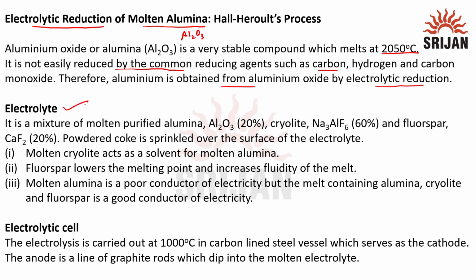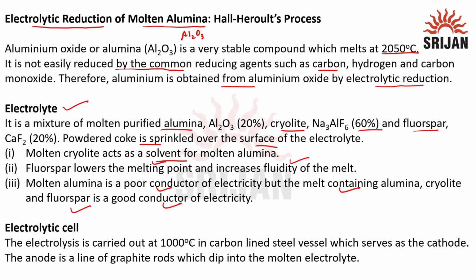So what happens in the electrolyte? It is a mixture of molten purified alumina, Al2O3, cryolite, that is Na3AlF6, in 60% proportion, and fluorspar, that is calcium fluoride, in 20% ratio. Powdered coke is sprinkled over the surface of the electrolyte. First, the molten cryolite acts as a solvent for the molten alumina. The fluorspar lowers the melting point and increases the fluidity. Molten alumina is a poor conductor of electricity, but the melt containing alumina, cryolite and fluorspar is a good conductor for the electrolytic reduction. Now what happens in the electrolytic cell?